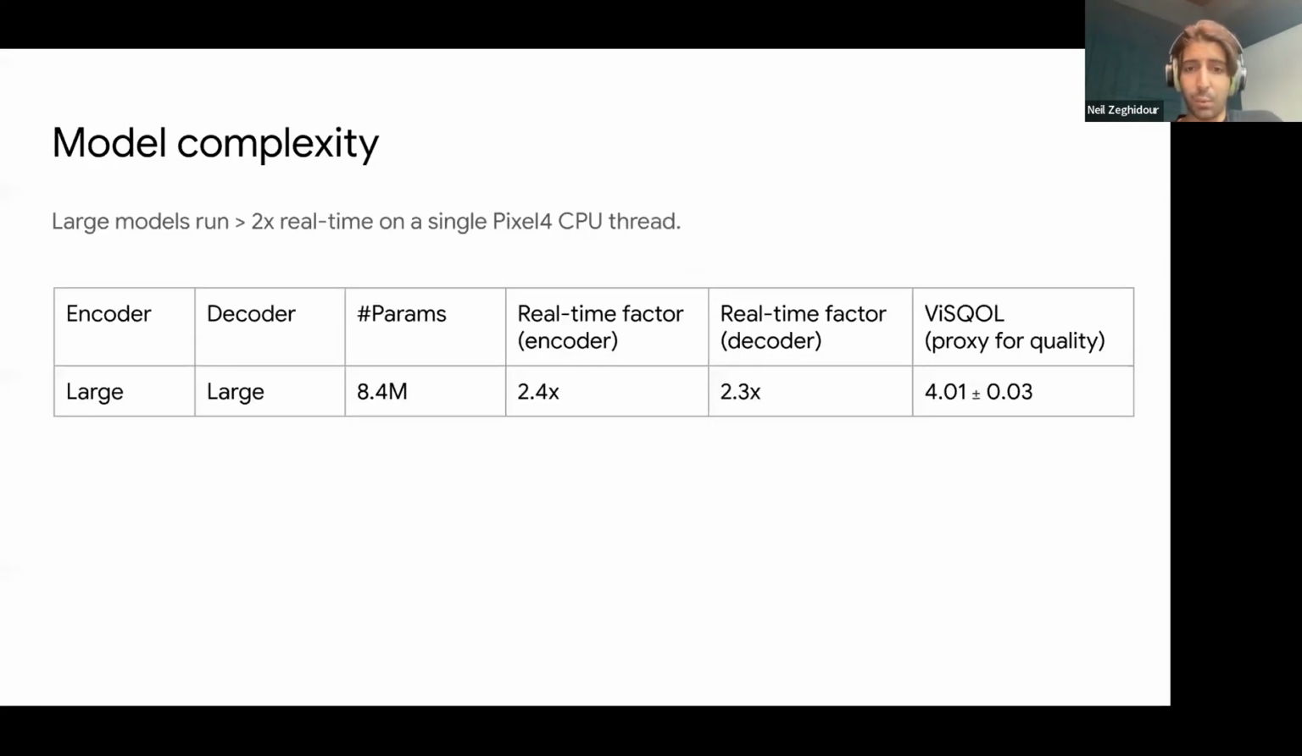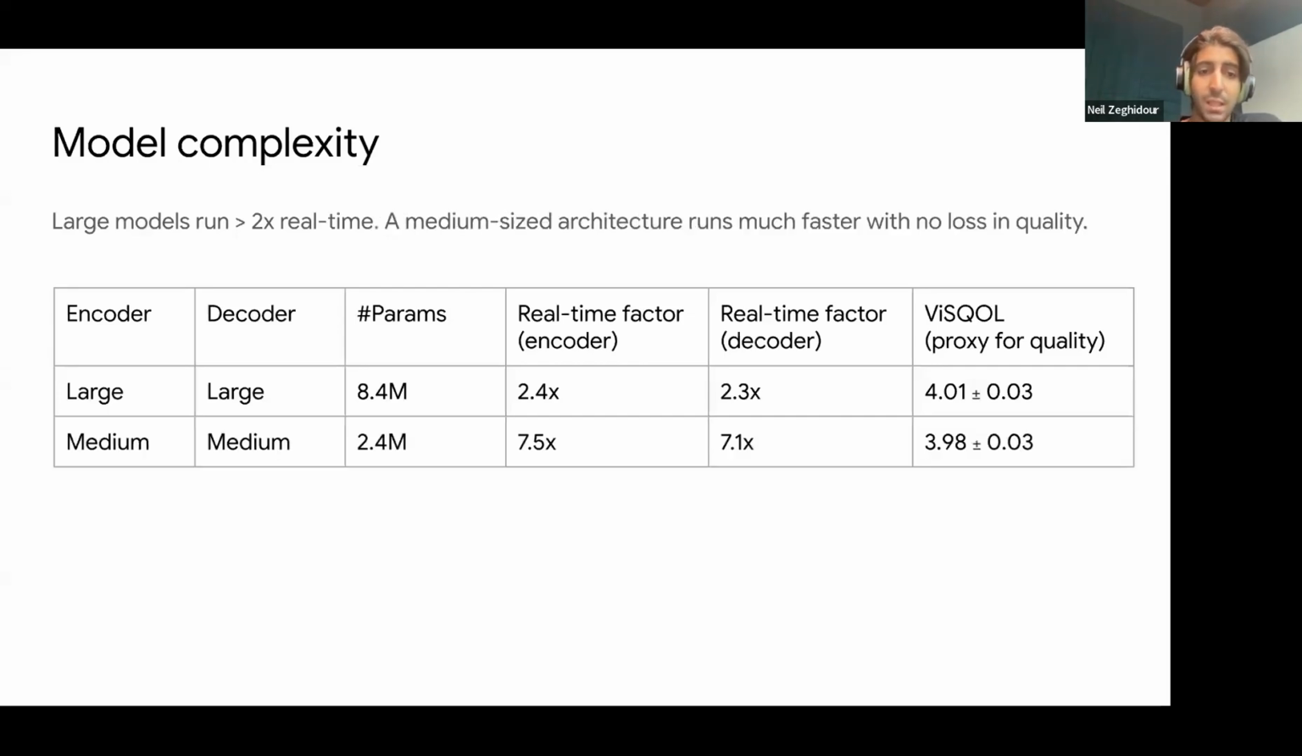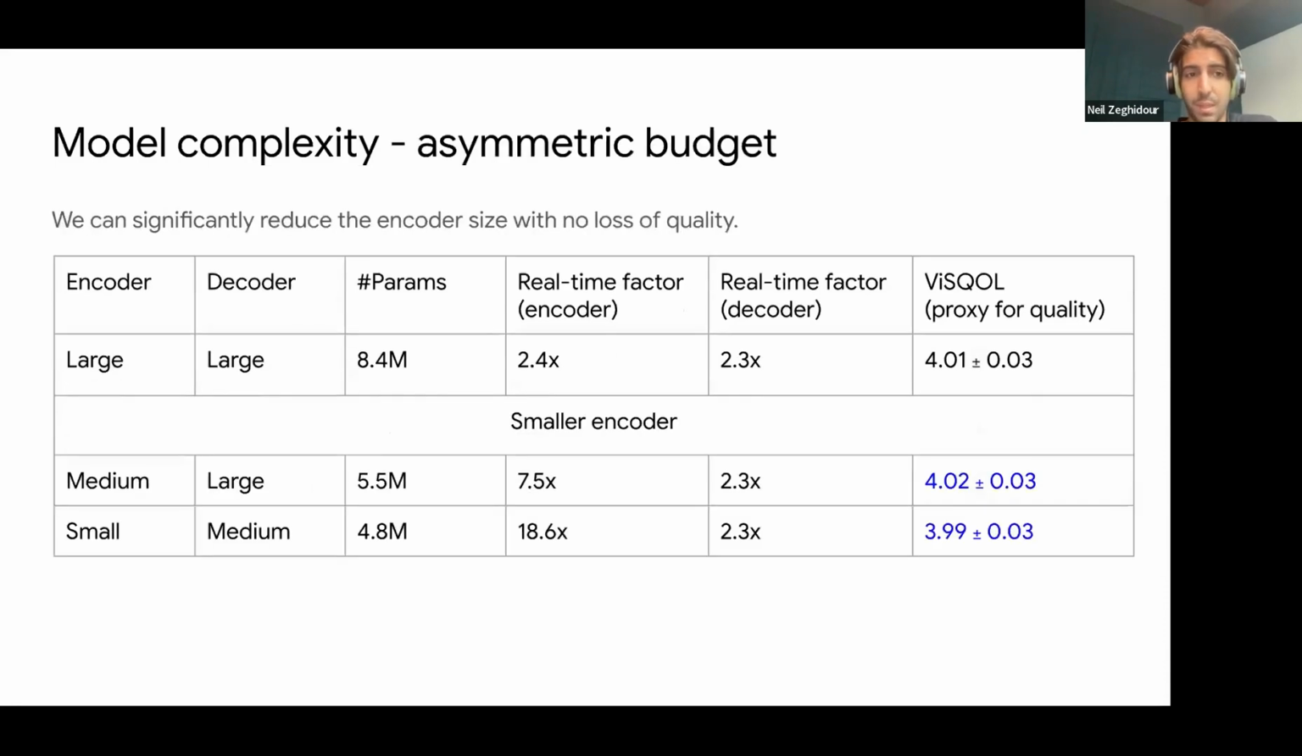So now, I want to mention a few ablation studies that we did and some analysis of the complexity. We have a model that we kind of call large, but compared to current standards it is very small, right? It's 8 million parameters, and it already runs 2 times faster than real time on a single Pixel 4 CPU. Now we can reduce by a factor of 4 the number of parameters, and this increases the real time factor to 7.5 times real time.